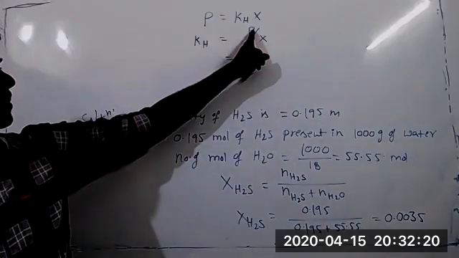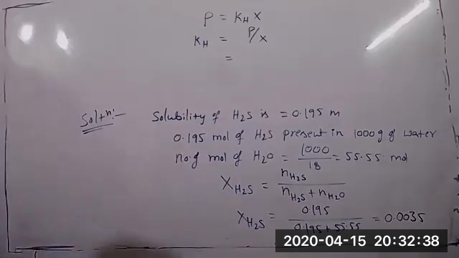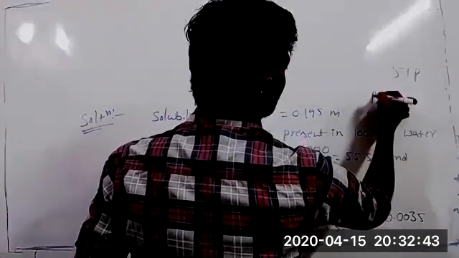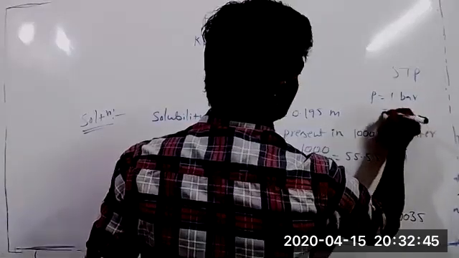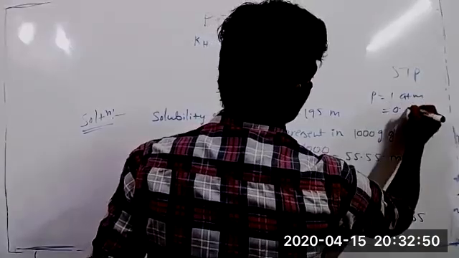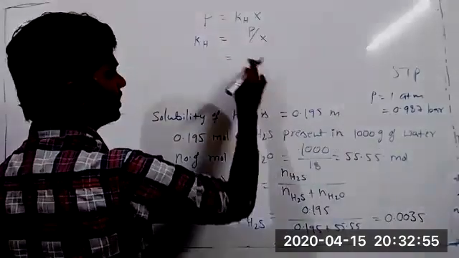Here we want the partial pressure, the P value. If you read the question carefully, it is given that H2S, a toxic gas with a rotten egg-like smell, is used for qualitative analysis, and the solubility of H2S in water at STP is given. STP means pressure P is equal to 1 bar, which is equal to 0.987 atmosphere. So either you use 1 atmosphere or bar, your wish.